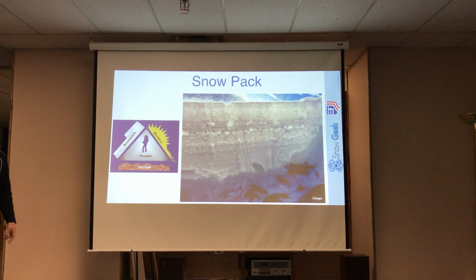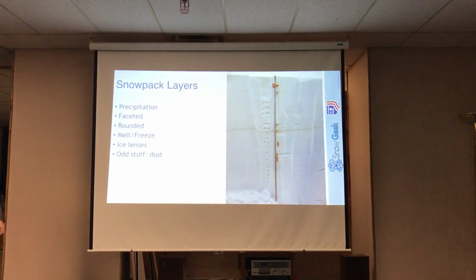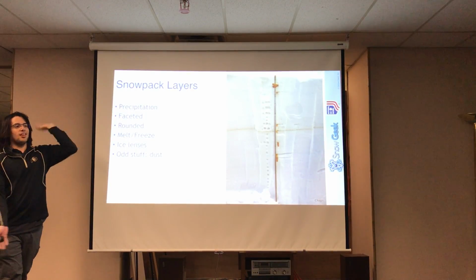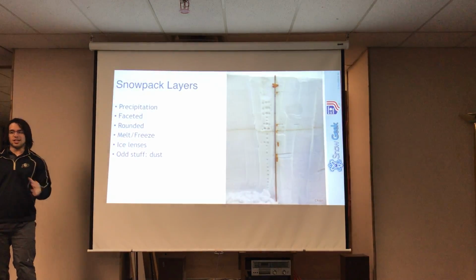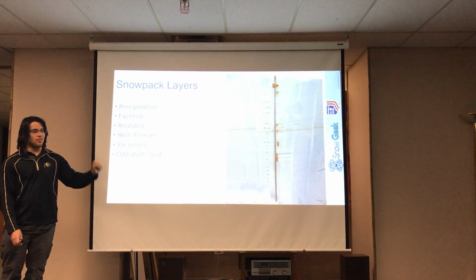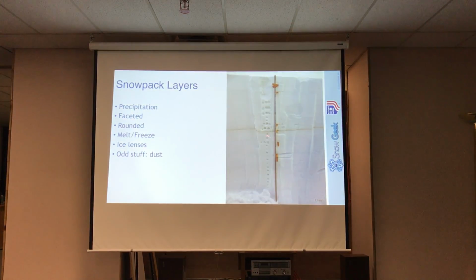So I'll be talking about snowpack. So you have the snowpack. It's some layered thing. Snow doesn't come as one continuous thing and it's all the same. Snow comes in a storm and then stuff happens. And then more snow comes and that snow can be different and then more stuff happens. So this is an example snow pit taken a few years ago.